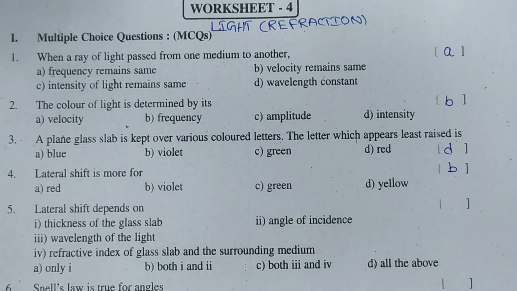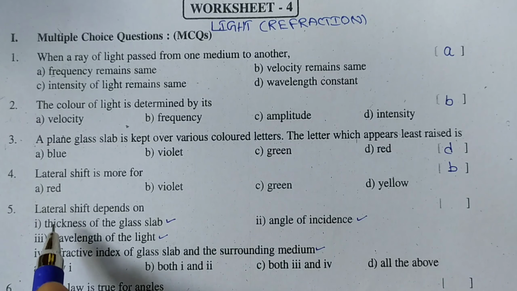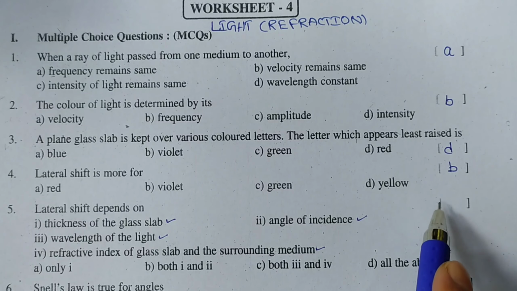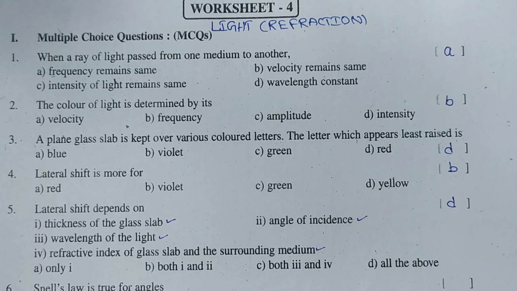Now we see question number 5. Lateral shift depends on thickness of the glass slab, it is true. Angle of incidence, this is also true. Wavelength of light, this is also true. Refractive index of the glass slab and the surrounding medium, yes, absolutely. Lateral shift depends on all these things. So here option D, all the above, is the right answer for question 5.